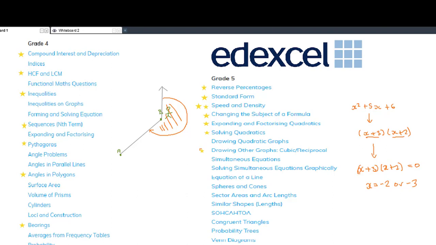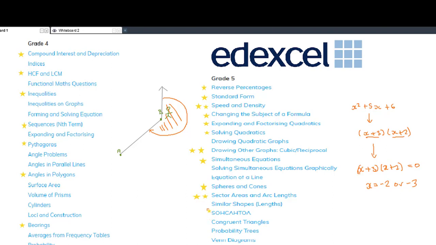Drawing other graphs, cubic and reciprocals, a very sort of, I'm going to put a little double star on that, sort of a trendy question at the moment. So yep, that's a good one. Simultaneous equations, staple grade or level 5 question, so we indeed need to know how to do that. What else have we got down there? Spheres and cones, yes. And sector areas and arc lengths, another buzz question at the moment, a popular question.